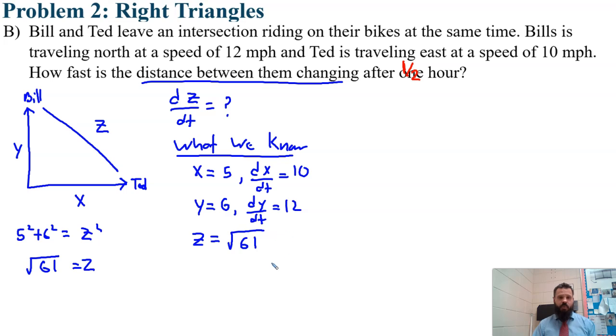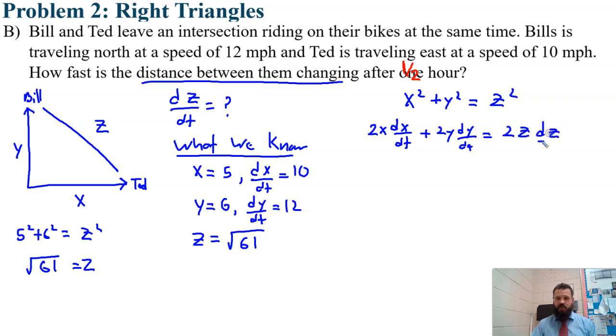All right, so we've got what we know. We know what we're looking for. Again, this is just the right triangle problem, so we're going to use the same equation, just the Pythagorean theorem: x squared plus y squared equals z squared. And the derivative is going to work out the exact same way. It'll just be 2x dx over dt plus 2y dy over dt is equal to 2z dz over dt. And once again, that dz over dt is what I'm looking for.